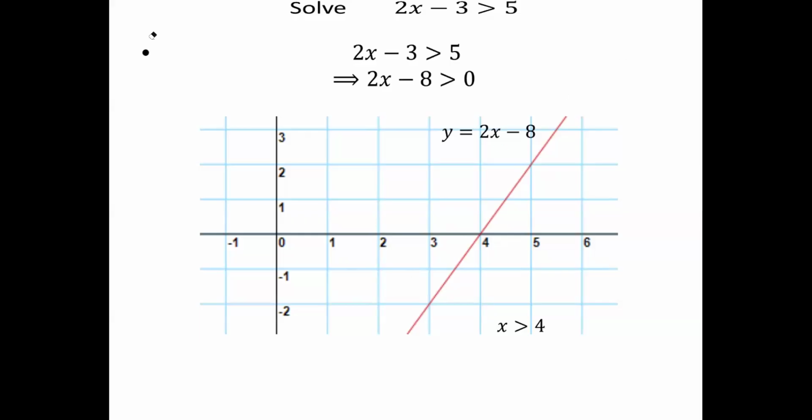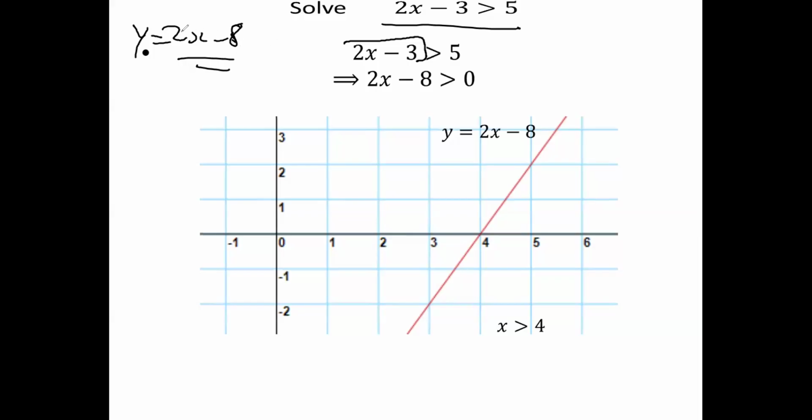So we have the inequality to solve. What I'm doing is I sketch the graph. Bring this 5 over here, so you get 2x minus 8. I sketch the graph y equals 2x minus 8. That's the line here. That's it there.